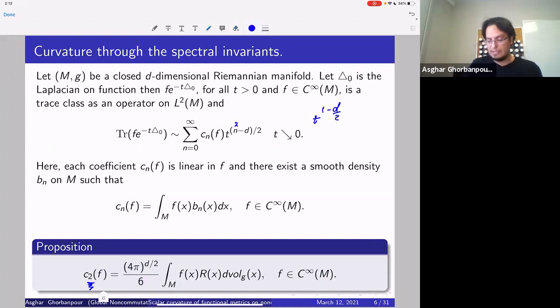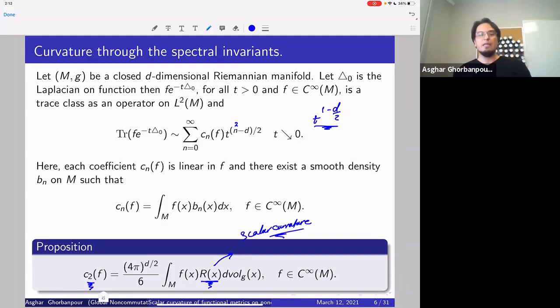So if I pick the coefficient of that term, that will give us one of the quantities we were looking for, as a density of that integral part. And that is basically the scalar curvature of our manifold. So that's the scalar curvature.